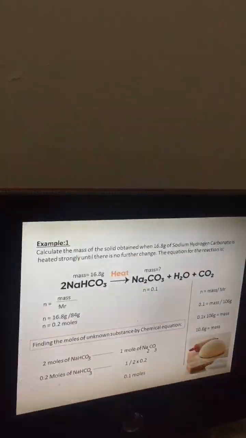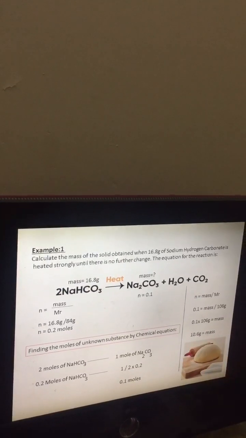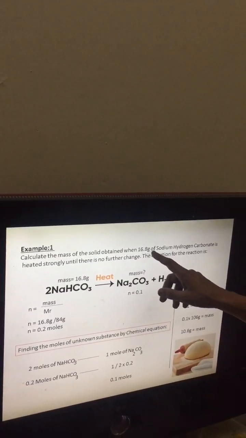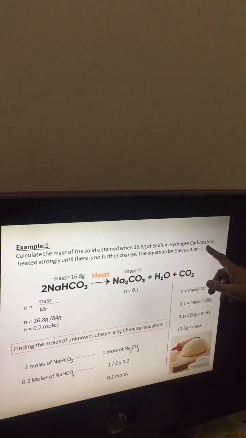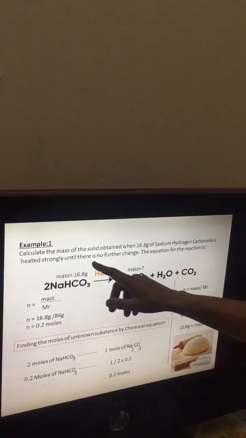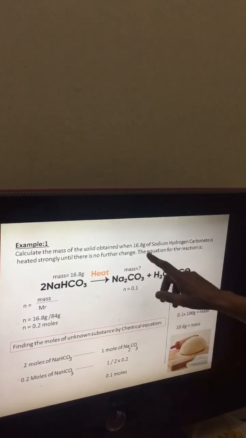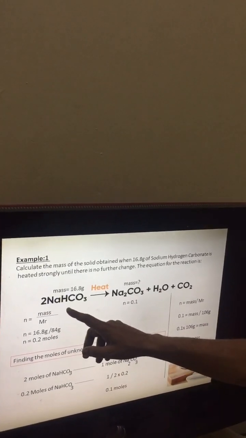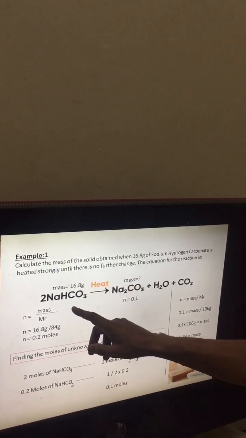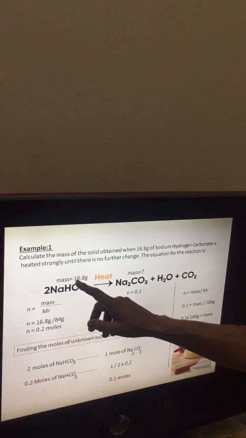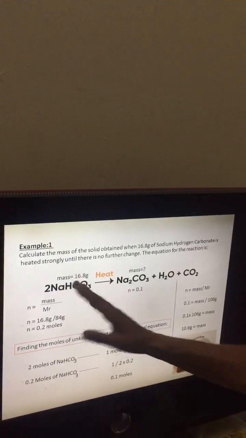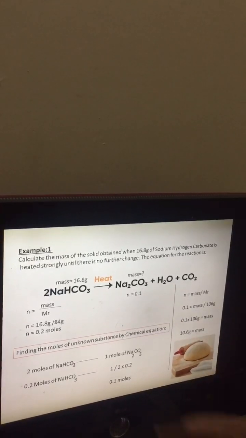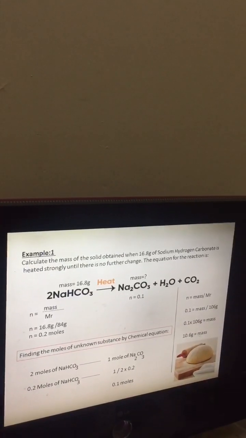Here is example number 1. Calculate the mass of the solid obtained when 16.8 grams of sodium hydrogen carbonate is heated strongly until there is no further change. The equation of the reaction is this one. Sodium hydrogen carbonate is given in the equation with mass 16.8 grams, and you need to calculate the mass of sodium carbonate. So we are collecting the data.